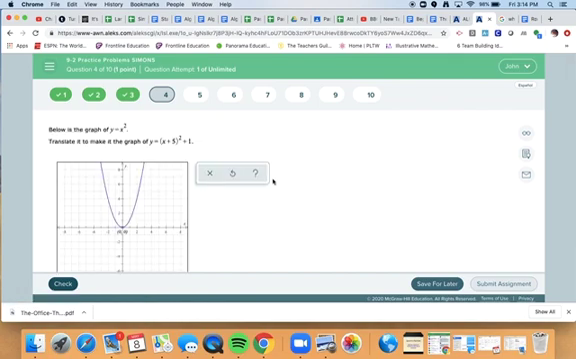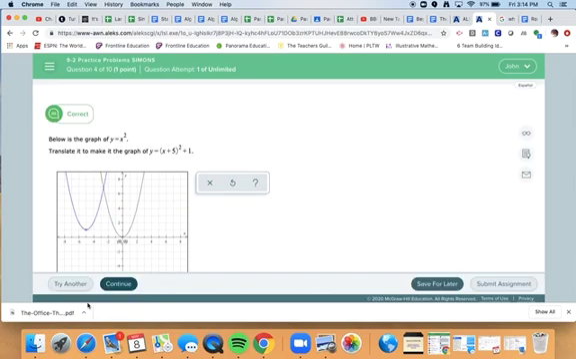Below is the graph of our parent function. Translate it to make this, all right? So we've got x plus 5. So that means that that's x minus a minus 5. So we're going to the left 5 units. So we're going right here, and then it's plus 1. So that is going up 1. Very good.